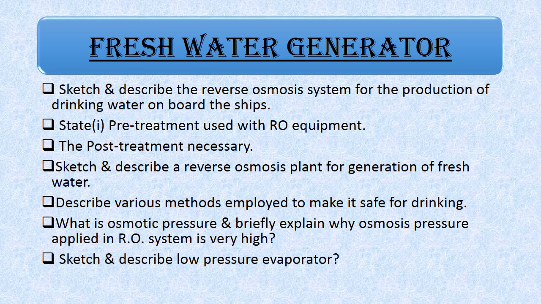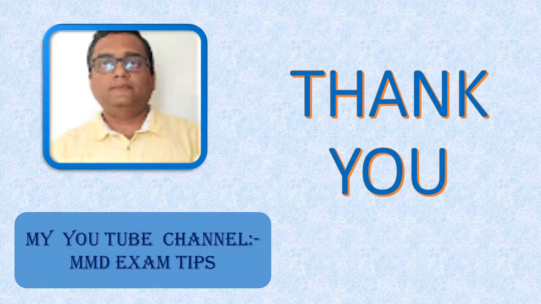What is osmotic pressure? And explain why the pressure applied in the RO system is very high. Sketch and describe low pressure evaporator. So these are the questions mostly repeatedly coming in the freshwater generator section. In this one, the auxiliary boiler questions, some marine engineering related terms, and the freshwater generator.